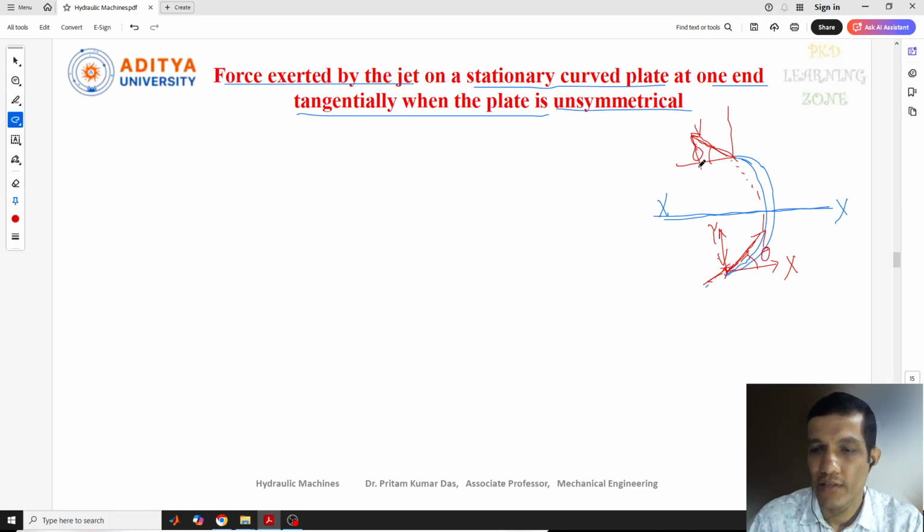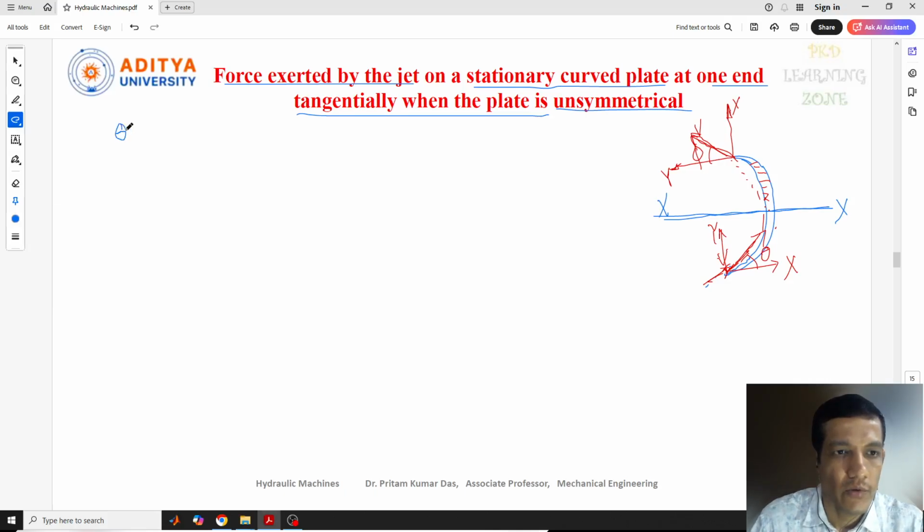We need to consider this as phi. Again, this is the x-axis, this is the y-axis, and here we need to find out with respect to the unsymmetrical condition. Now the plate is in an unsymmetrical condition. So only two things are different here.